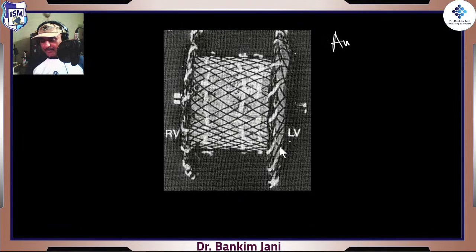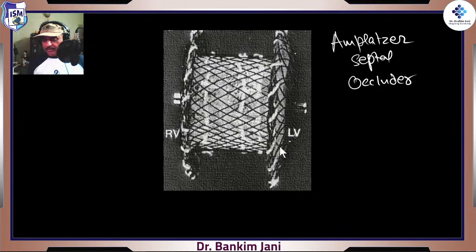We are talking about Amplatzer septal occluder, but this septal occluder is for the ventricle. So this is Amplatzer ventricular septal occluder, and the difference which we would like to see is the size. The middle portion is large because the ventricular septum is large, and they both are the same size, right? Left side and right side are of the same size because both are high pressure chambers.